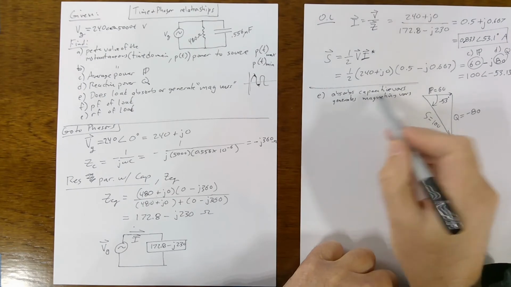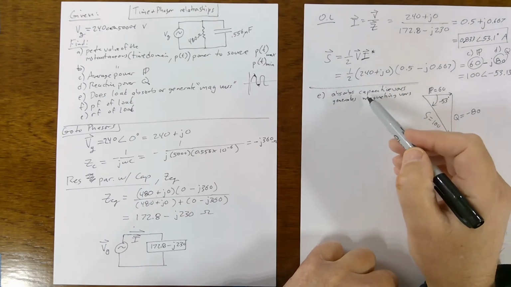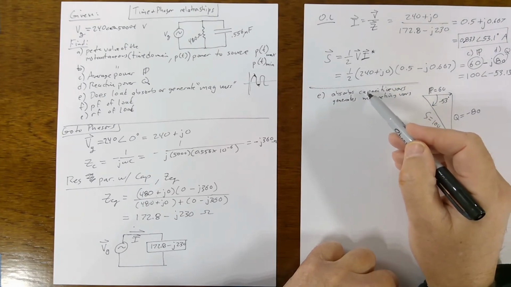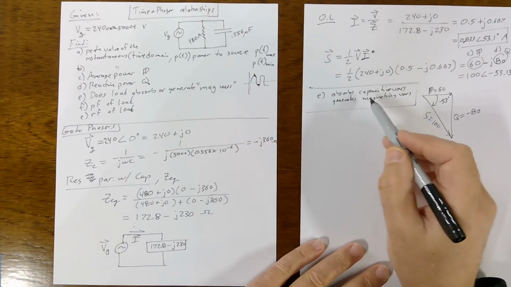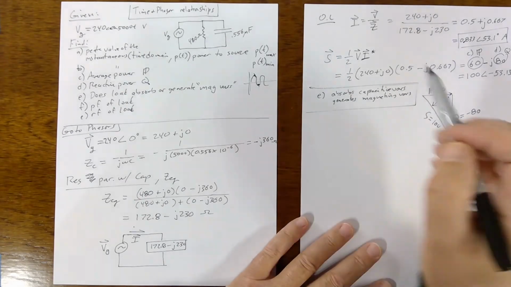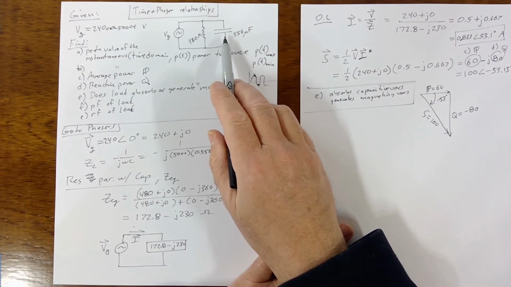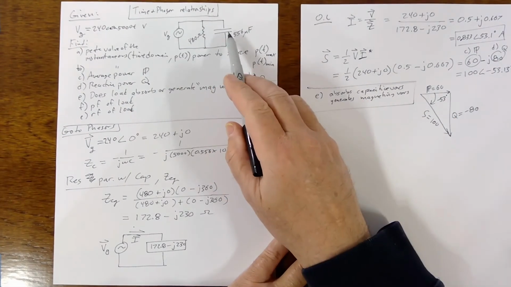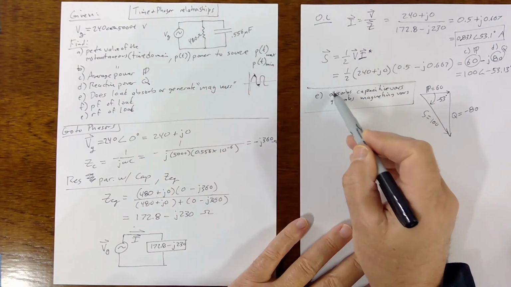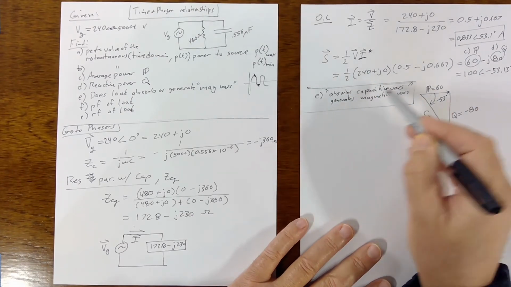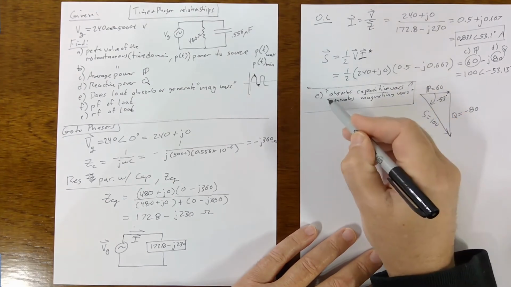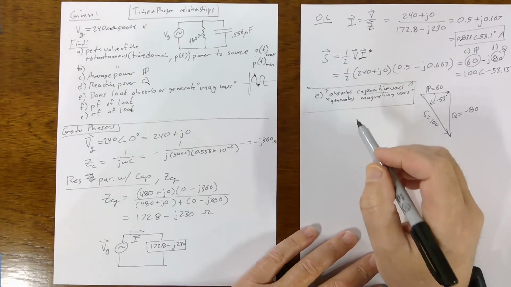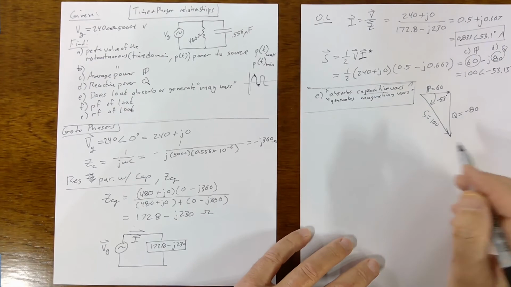I don't like that. It's not super helpful, but write down it's overall capacitive, the load. So that overall capacitive means that we say that it absorbs capacitive VARs or generates magnetizing VARs. Once again, I don't think it's particularly helpful, but they are asking for that.